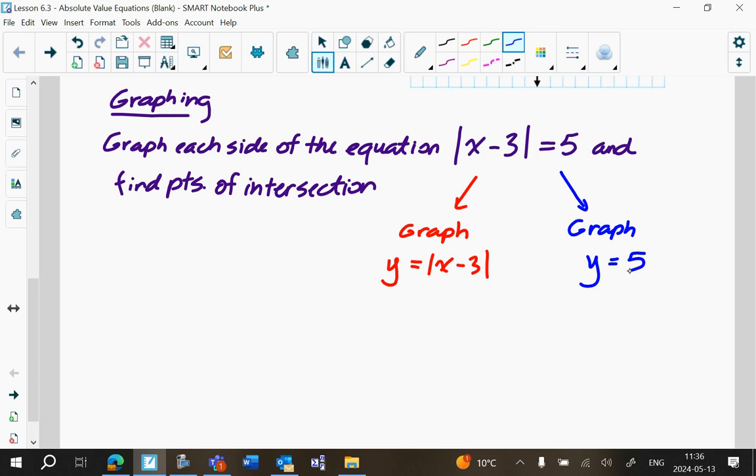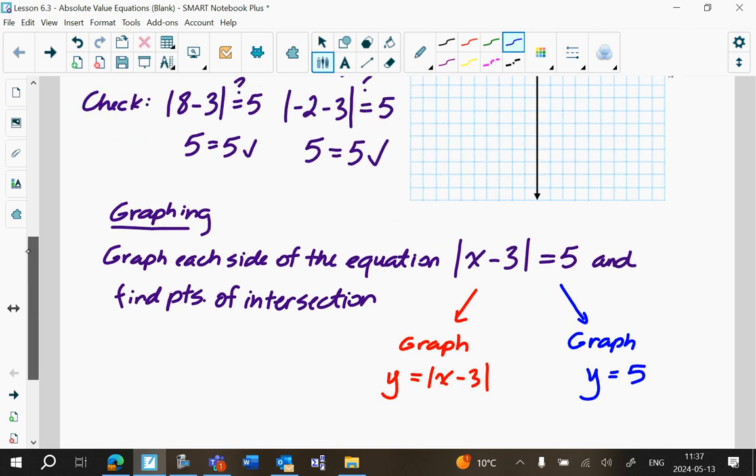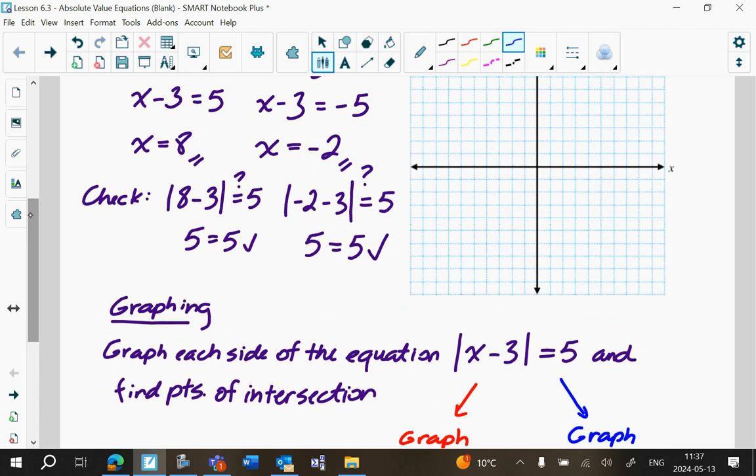Well, let's take the easier one first. How would you graph this? Y equals 5. What kind of line is it? Horizontal line, y value is 5. So just go up to the graph, find a y value of 5. Well, the easiest one is right on the y-axis, and draw a horizontal line through it. So that's y equals 5.